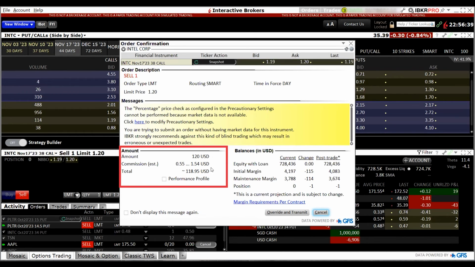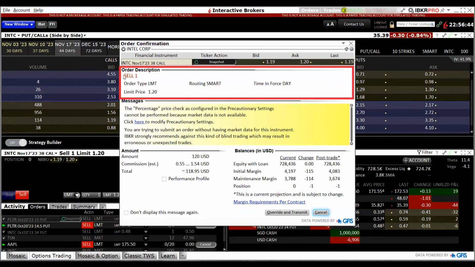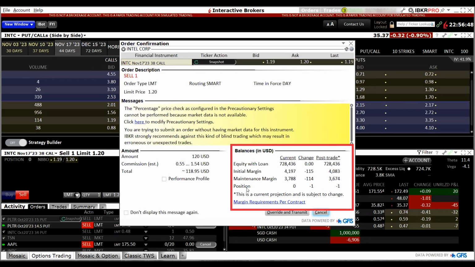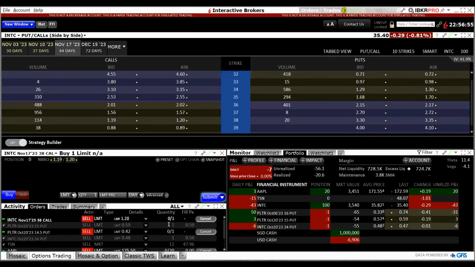$120 of premium. After less the commission, this is the premium that you'll be collecting. So sell. Okay, so -1 means sell call. Okay, once everything is okay, then click override and transmit. Okay, so now let's see whether these options get executed.